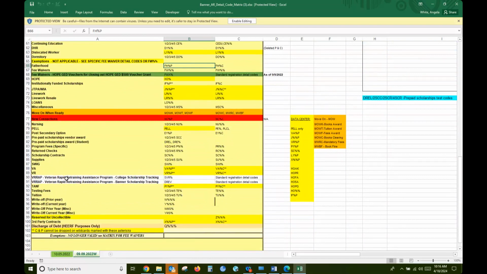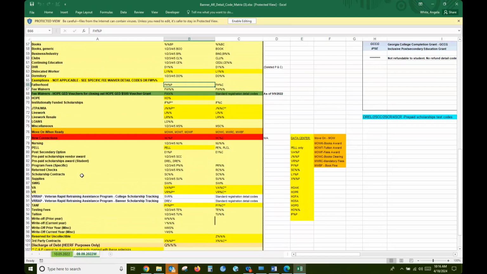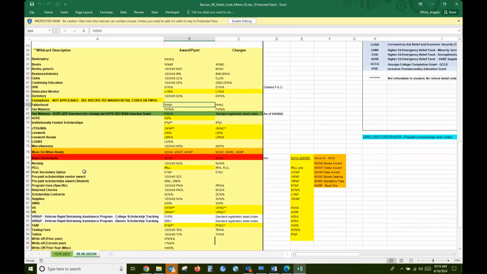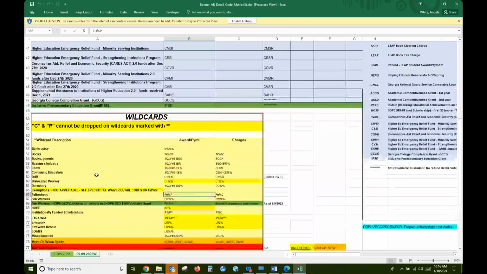Your third-party detail codes, those are the ones where most of you are probably the most familiar, where you're like X1 or X something something P, X something something C. All of those, you know, kind of roll the way that you need them to.